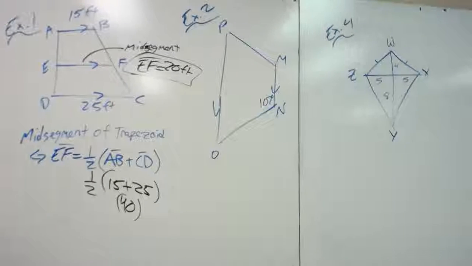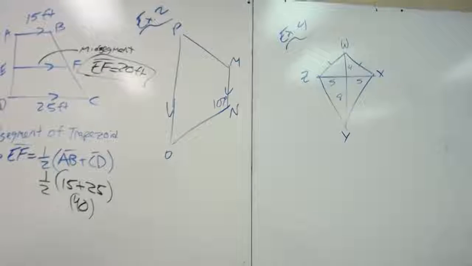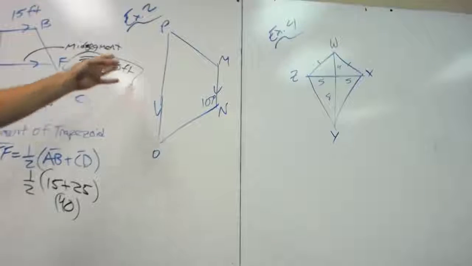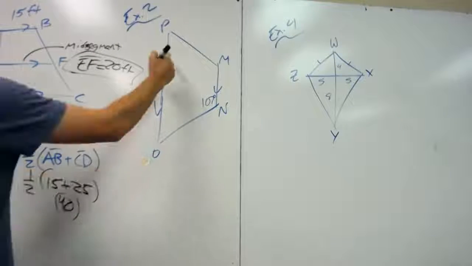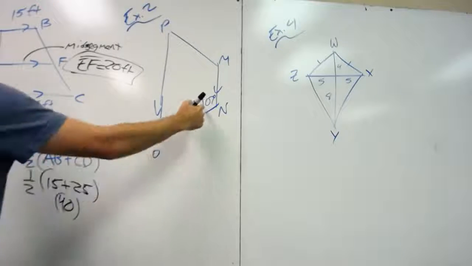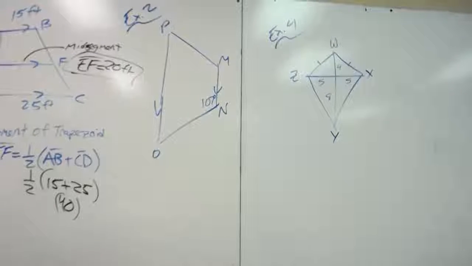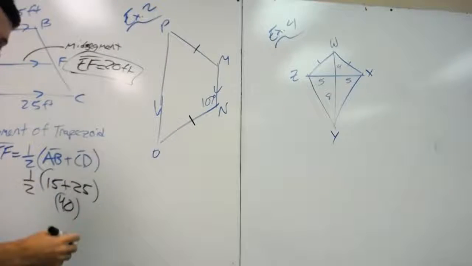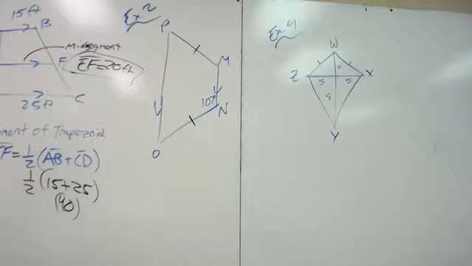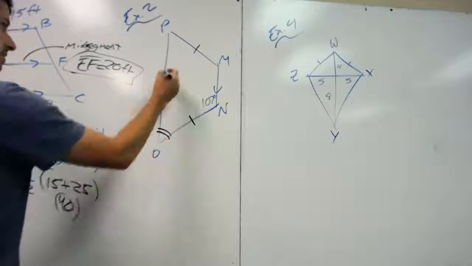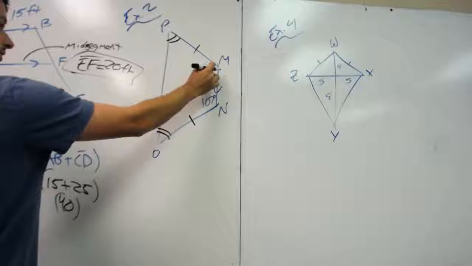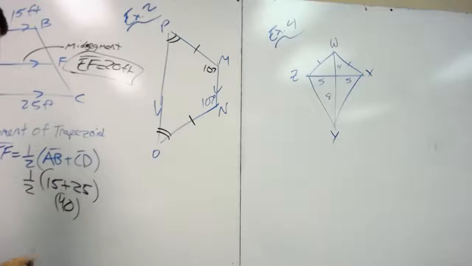Now let's look at a couple of examples that explore the properties that we just used. First one is example 2. It wants to know the measure of angle P and O while giving us N is 107. Well, property number 1 said that if a trapezoid is isosceles, which this one is, and I forgot to put my tick marks there, then our base angles are congruent. So this angle is congruent to this angle. 107 is congruent to M. So we call that one 107.